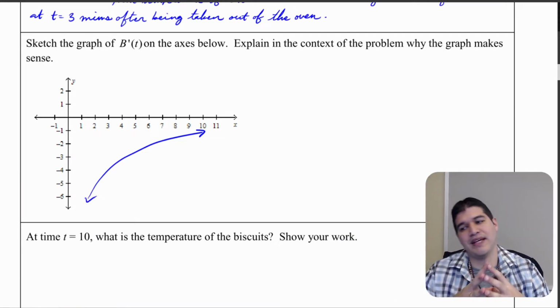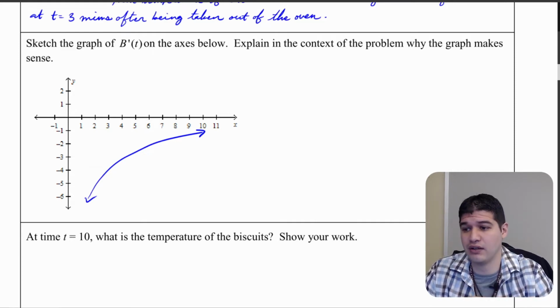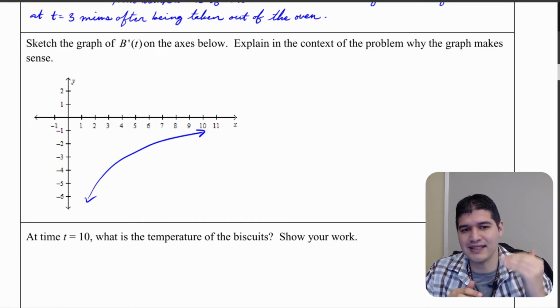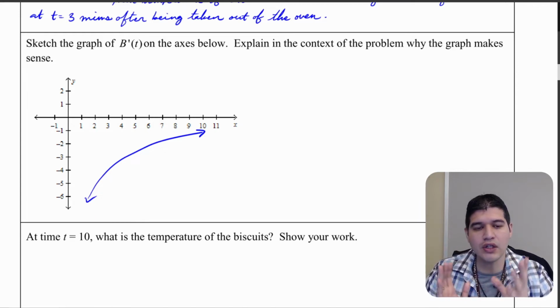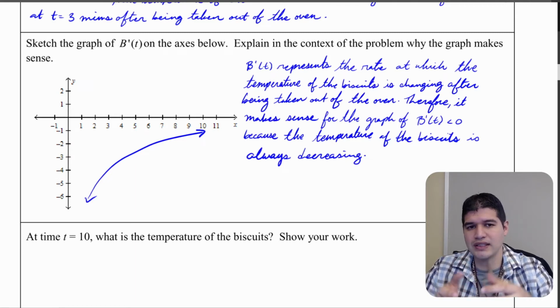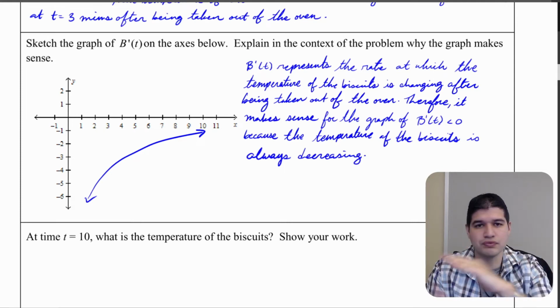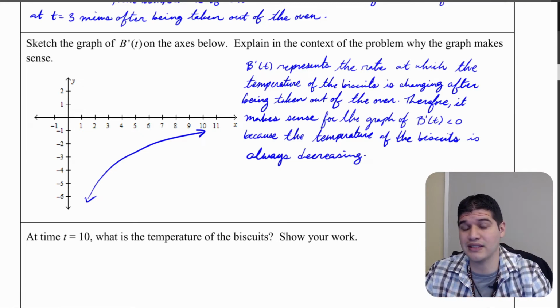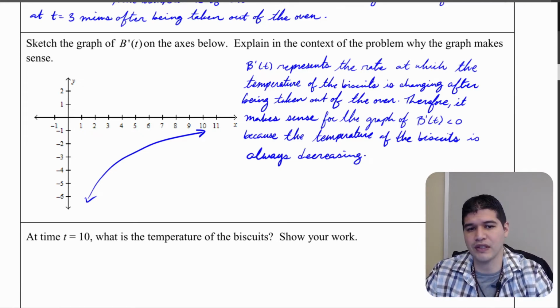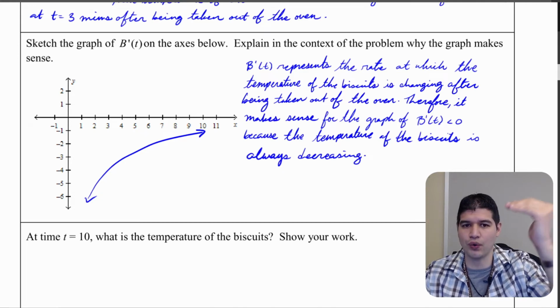Well, the reason this makes sense is because this function is representing the rate, the derivative of the temperature when the biscuits are taken out of the oven. So this is showing how the temperature is changing. So look at this graph. The graph is always negative, right? It's always below the x-axis because we have some asymptotic behavior happening at y equals 0. So as I take the biscuits out of the oven, they're going to continuously cool down to room temperature. They're always going to be cooling from that 100 degrees Celsius that it was when I took it out of the oven. So since it's cooling, the temperature is decreasing, which means the derivative has to always be negative.